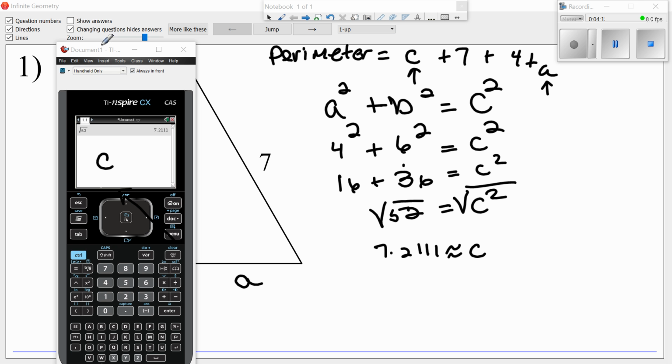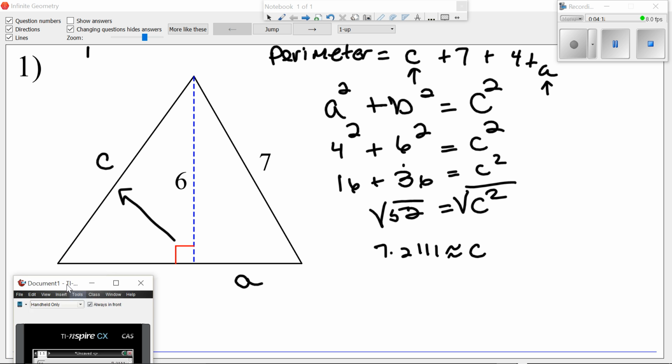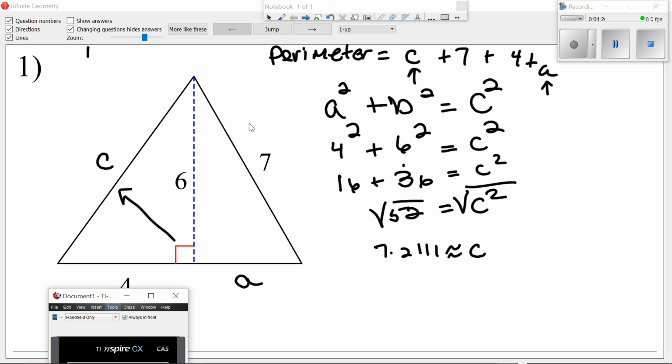Alright. Let's move our calculator away real quickly. So C over here is 7.211. Let's mark it on that side. It's an approximate answer, not exactly the correct answer. So I have my C part up here, and I could fill that in if I want, but I have to find my A part, this part right here.